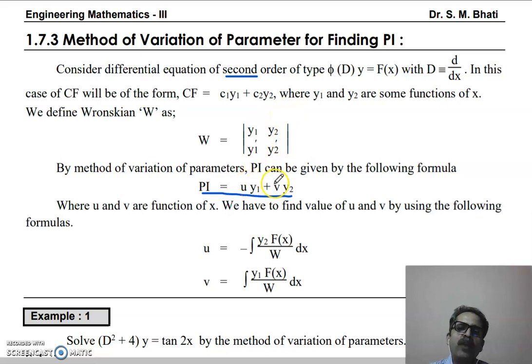Now u and v are functions of x, and we have to obtain the values of u and v by using these two formulas. The first is the formula for u and the second is the formula for v. Once you obtain the values of u and v, put them here and obtain PI.